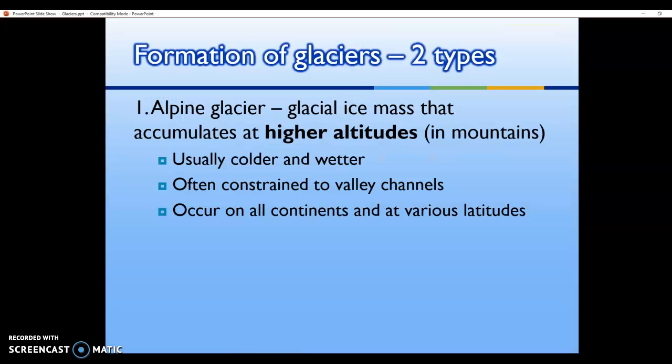All right, so there's two types of glaciers. Those that are found at high altitudes, up at the tops of mountains. And then the second category are at high latitudes, those that we find towards the poles. So first, alpine glaciers. These are on all the continents, and it doesn't matter what the latitude is because these are high elevation areas. So usually colder and wetter and constrained to valley channels. And so most of our talk will be about alpine glaciers.